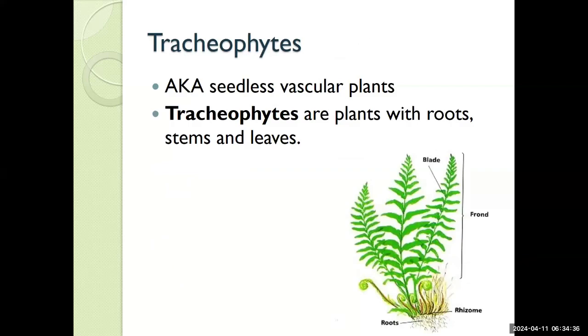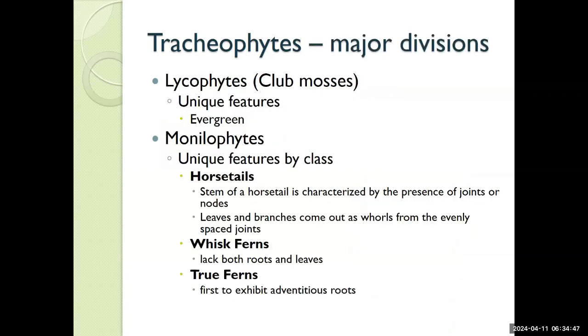The next group are the tracheophytes. These were the first plants to have a vascular system. So they had roots, full stems. The tracheophytes are broken down into two groups: the lycophytes, whose key feature is the fact that every member is evergreen, meaning they do not drop their leaves seasonally. The second group were the monilophytes, and this could be further divided into three groups: horsetails, whisk-ferns, and true ferns. Know the key feature here. Horsetails were the first to have joints and segments, and so these were the precursor to branches. Whisk-ferns took a step back in evolution. They lost roots and leaves.